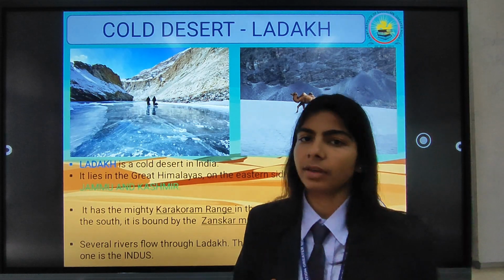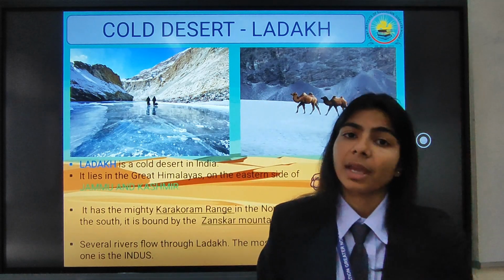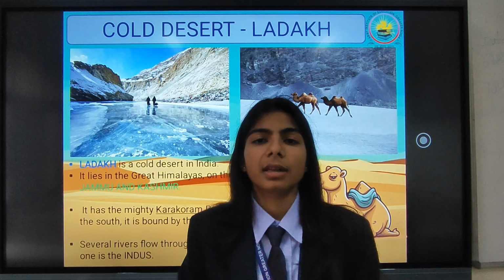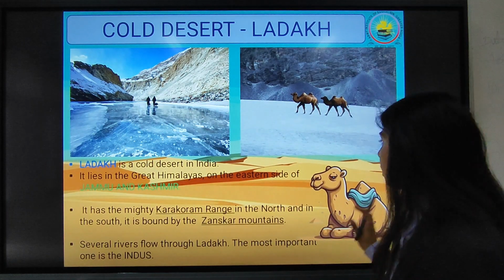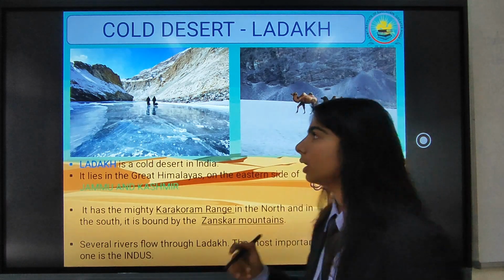There are so many rivers, as you know, that flow from the Himalayas. Same as Ladakh has so many rivers, but the main river is the Indus that flows through Ladakh.